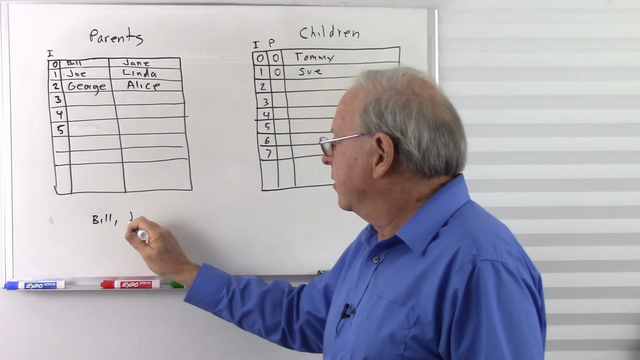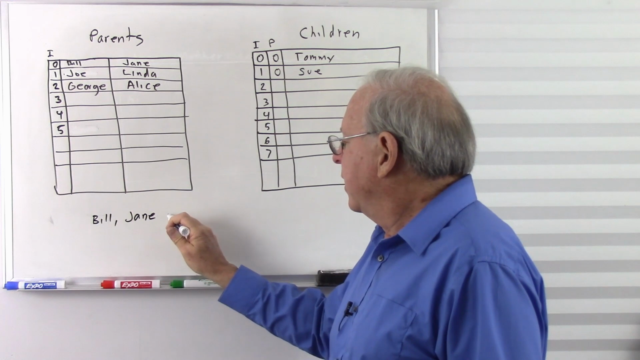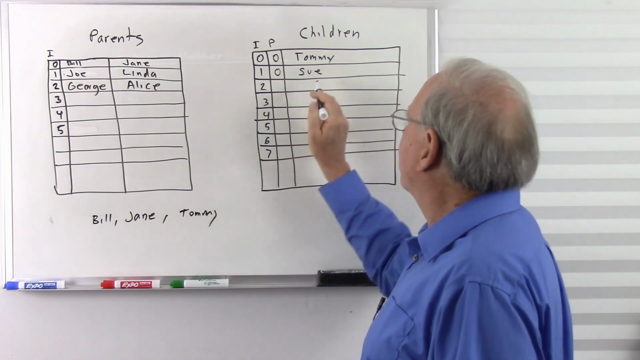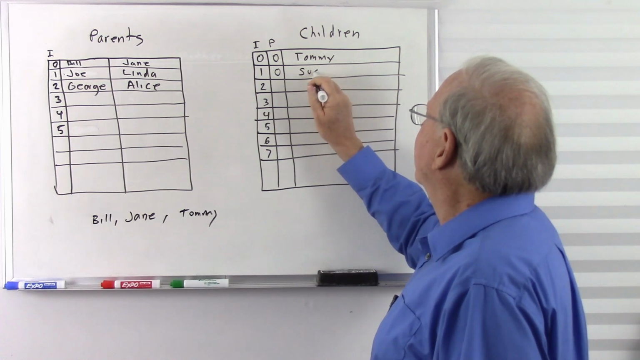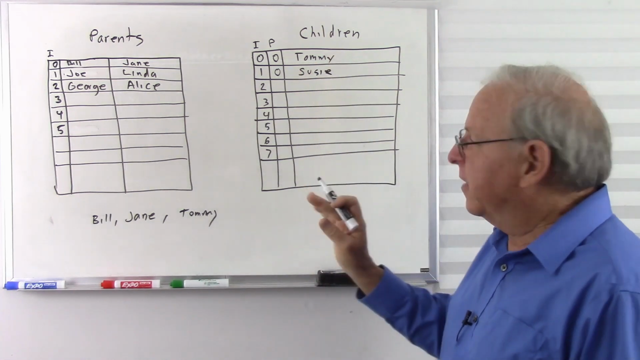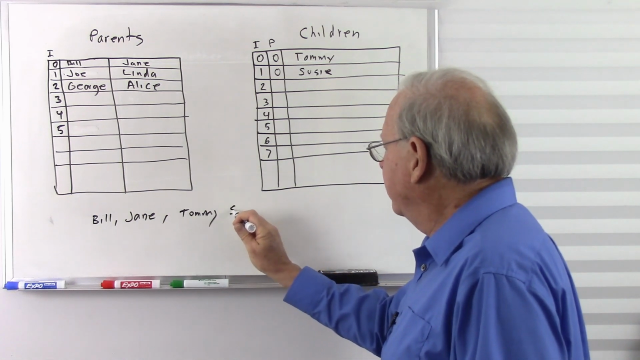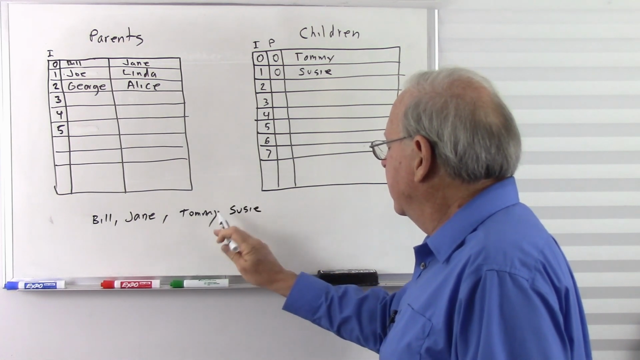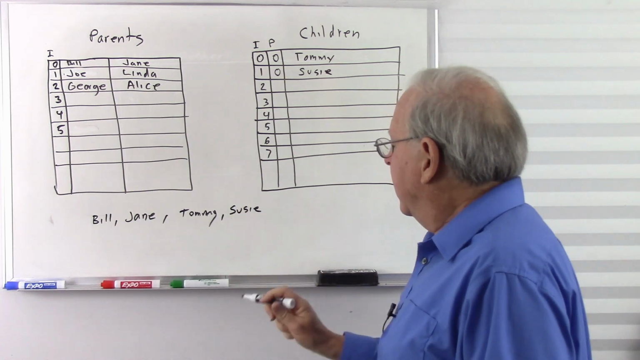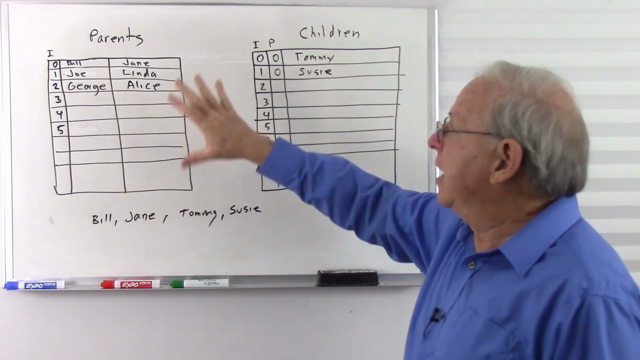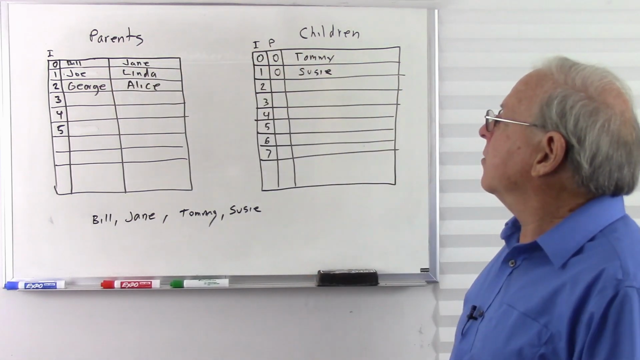Bill and Jane and Tommy, and we'll call that Susie. Once again, identify the children with children-like names to make sure we don't lose track of what we're doing here. And so the database manager was able to put that family together from the 2 separate tables.